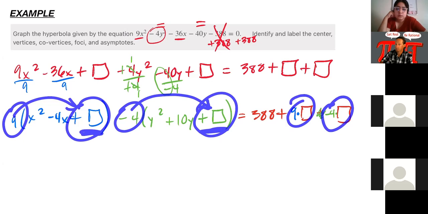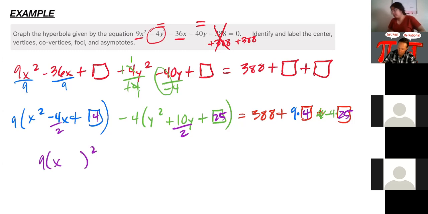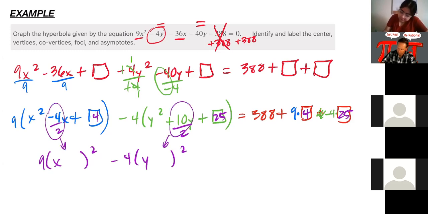Cool? Because then from there, half of this, negative 2, squared is 4. Half of this, positive 5, squared is 25. And that's what goes into those respective boxes. Then I know that this factors to be 9x what squared, negative 4y what squared. Negative 2 there, positive 5 there, and it's all equal to whatever this mess becomes.